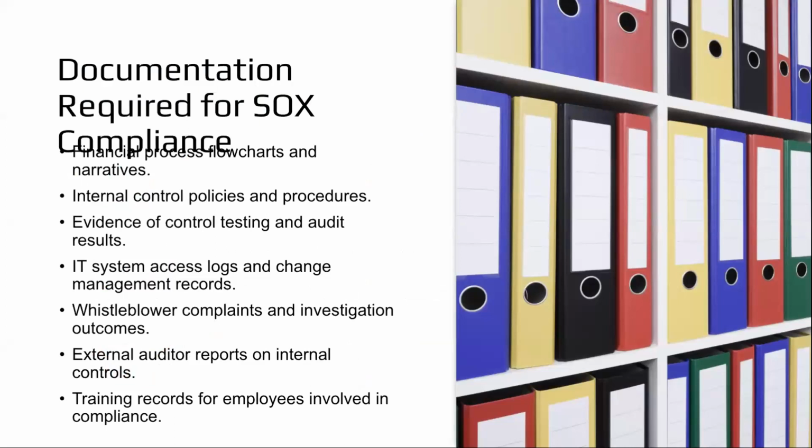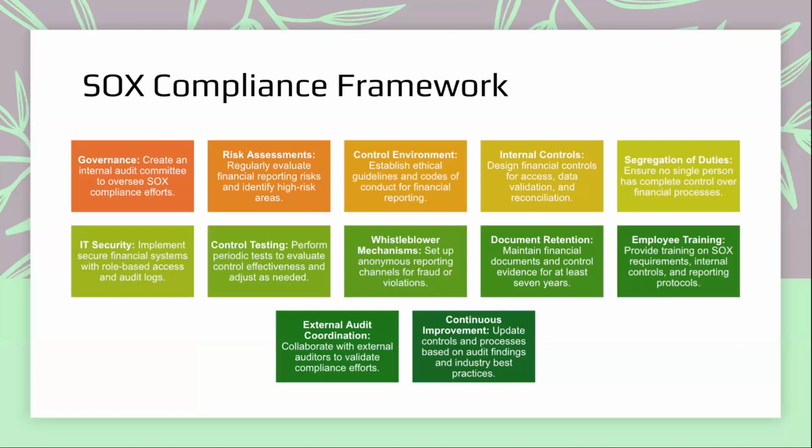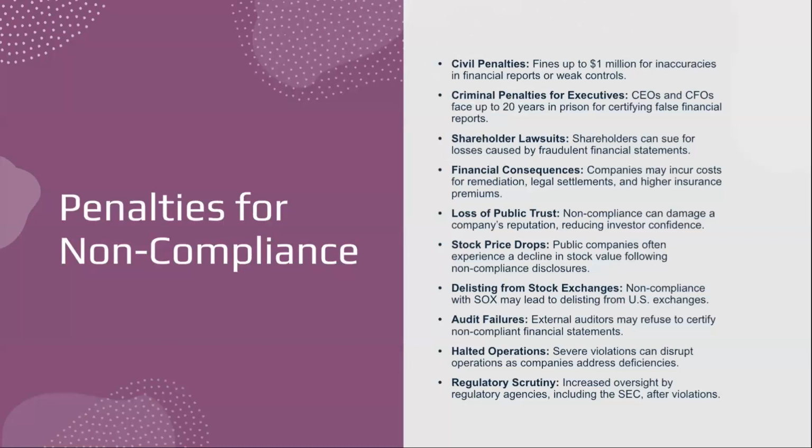Okay. So these are the documentation which is required. This is the compliance framework we have already seen. Penalties for non-compliance. Okay. 1 million for inaccuracies. Okay. Imprisonment up to 20 years. Shareholders can sue for losses. Okay. Loss of public trust and reputation. Stock price dropping. Delisting from the stock exchange.